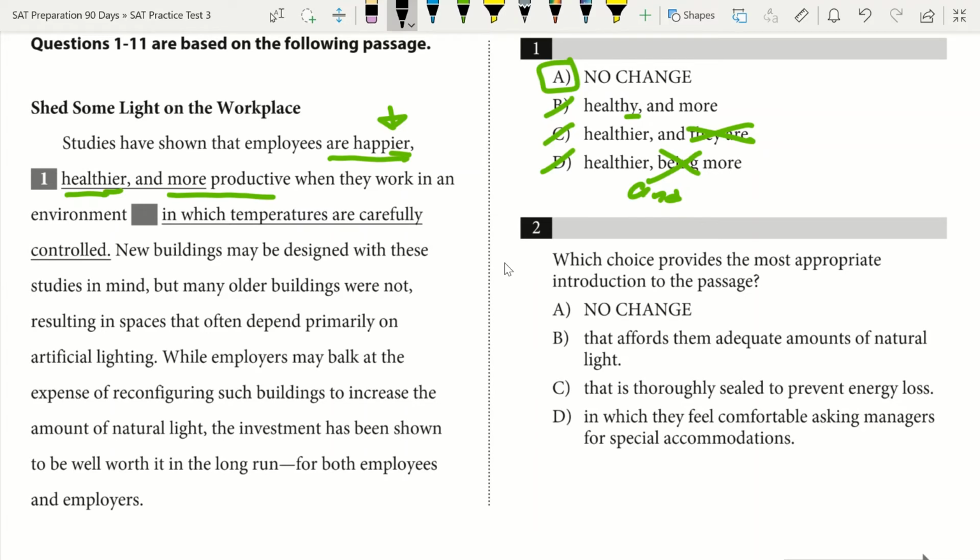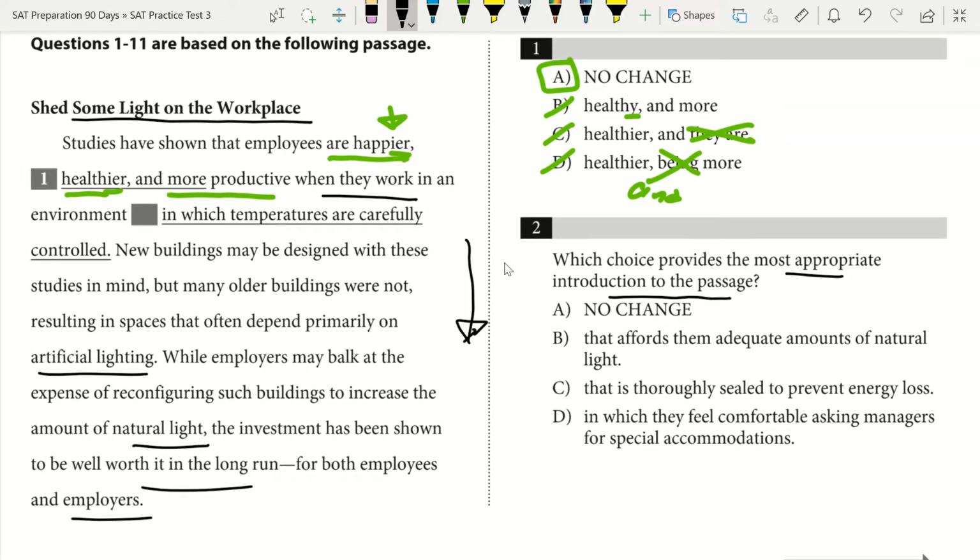All right, so now we got question 2. When they work in an environment in which temperatures are carefully controlled, we're asked for the most appropriate introduction to the passage. I see up in my title I'm talking about shedding a light on the workplace, but I want to read on some more to see what the main idea of this passage will be before I answer number 2. So let's go ahead and do that. So we have new buildings may be designed with these studies in mind, but many older buildings were not, resulting in spaces that often depend primarily on artificial lighting. While employers may balk at the expense of reconfiguring such buildings to increase the amount of natural light, the investment has been shown to be well worth it in the long run for both employers and employees.